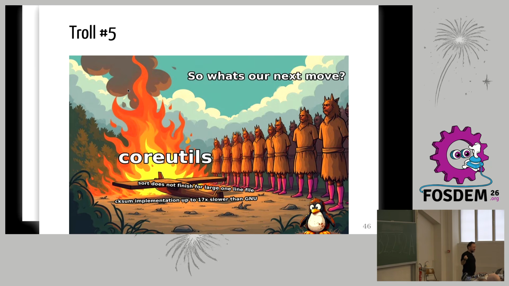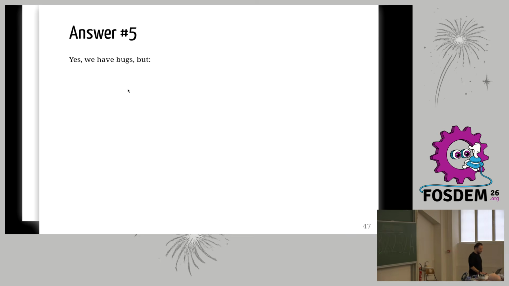That person was trolling us about two bugs. The first one was that sort was taking way too long if you had a line of 2 million characters. Do you have that in real life? Probably not. And the other one was that checksum was 17 times slower in our implementation than the GNU one. So yes, we have bugs for sure.